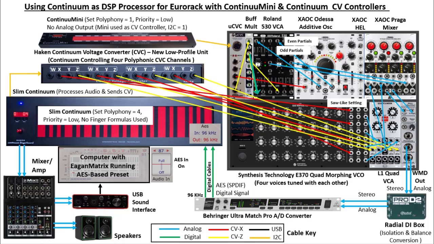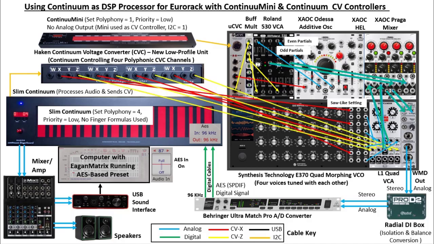Then my Continuum, I'm going to use the Haken CVC, and that I will send out 4 channels of WXYZ, though in the video right now we'll only use X and Z. I'll use that to drive my Synthesis Technology E370 quad morphing VCO. So I'll be able to test polyphonic operation and monophonic operation. I'll send the Z outputs from that into a quad VCA so I can control each one of those voices independently in terms of Z envelope control.